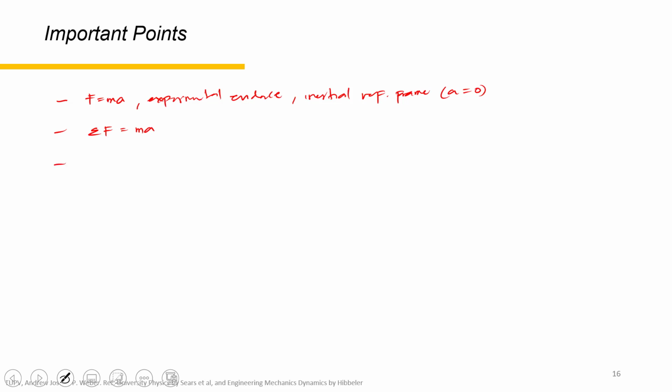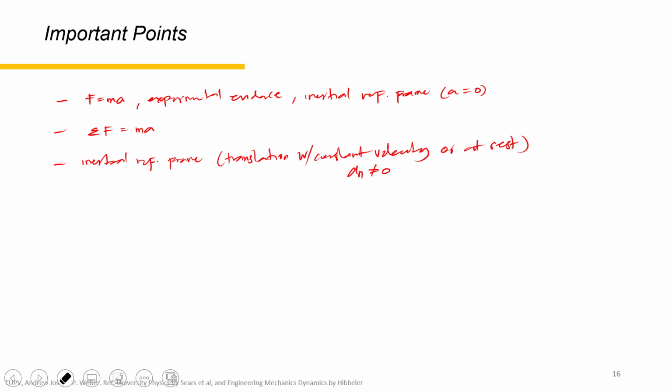Third point, an inertial frame of reference does not rotate. Okay, an inertial reference frame is only for translation. There should be no rotational motion, but rather its axes either translate with constant velocity or are at rest. So translation with constant velocity or at rest, as long as the normal acceleration is 0. And of course the tangential acceleration also must be 0, so that the total acceleration is 0. So these are the conditions for an inertial reference frame.